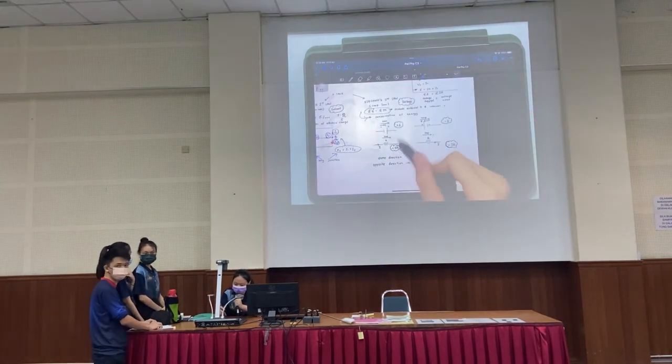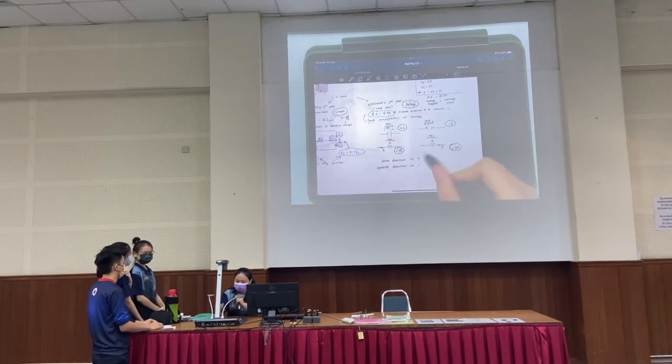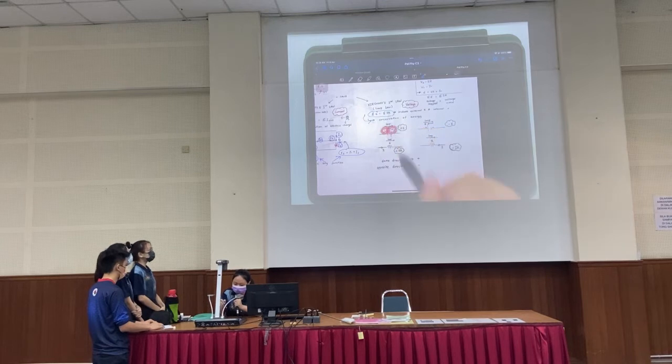So now we can see this battery. We focus on battery first. At this, the first thing you need to do is label the negative terminal and also the positive terminal of the battery. Then you need to label the direction of EMF. The direction of EMF is always flowing from the negative terminal to the positive terminal.